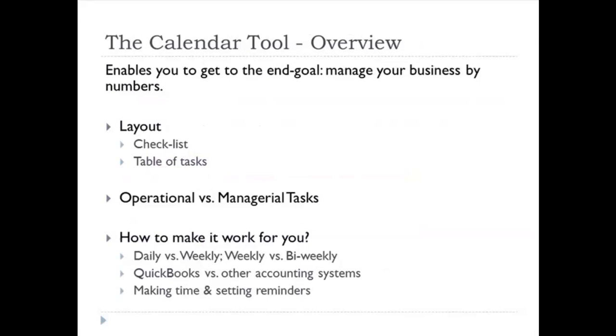So just to review the tool, it's in two parts. It's the checklist, which you can print out, maybe put up on your office wall or put up in the barn in the packing room, just to remind you. And then there's the table of tasks, which is the more detailed overview of the different tasks in the checklist.